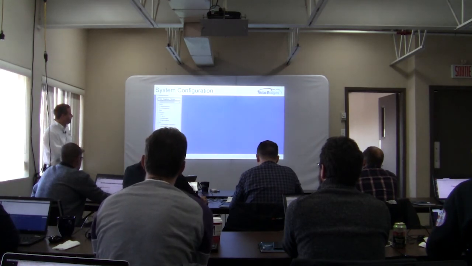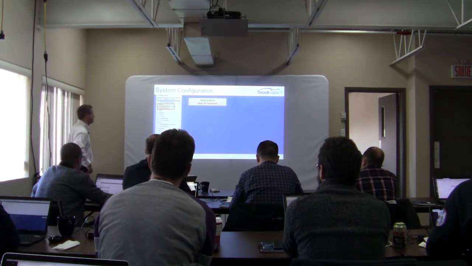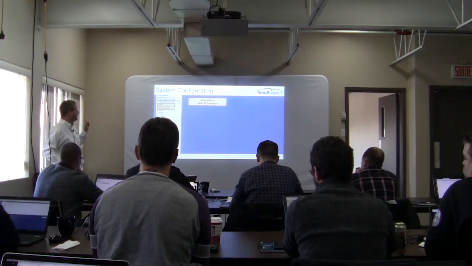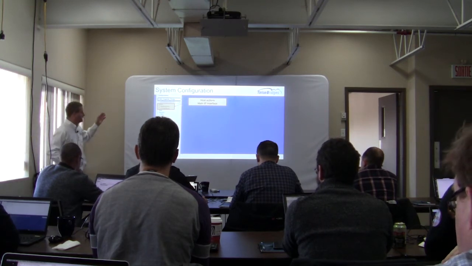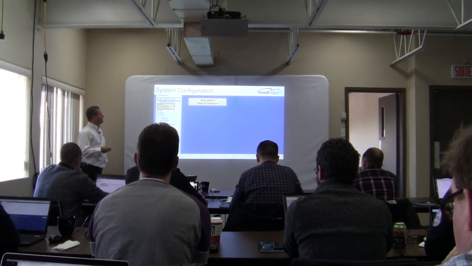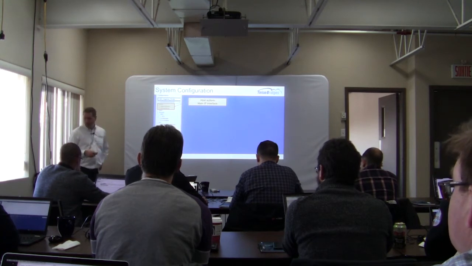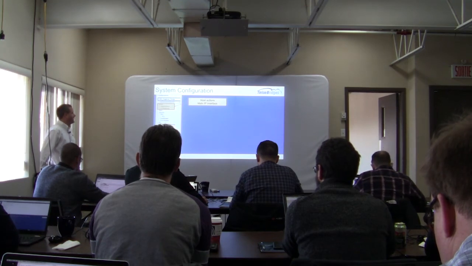Then you have the system configuration. So this is your panel on the left side. In hosts, if you click on hosts, you have host actions. For example, upgrading the Linux packages is done here. You also have to reboot the unit, reboot the system, or shut it down. You can do that here. Then you have the main applications and main IP interfaces. You will see them here. You will see the MAC addresses, the VLANs that you have configured, if they are up.